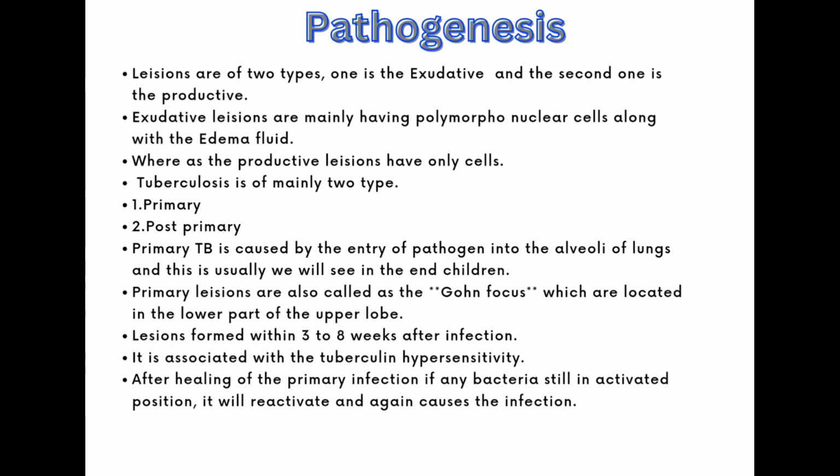So whenever it enters the lungs, it stays in the macrophages and divides, and it forms the lesions as we discussed earlier, which are also called the Ghon focus. These lesions are formed within 3 to 8 weeks after the infection started, and it is also associated with tuberculin hypersensitivity. This is one of the important points, tuberculin hypersensitivity.